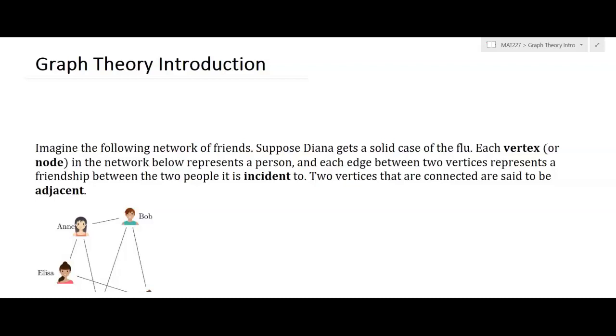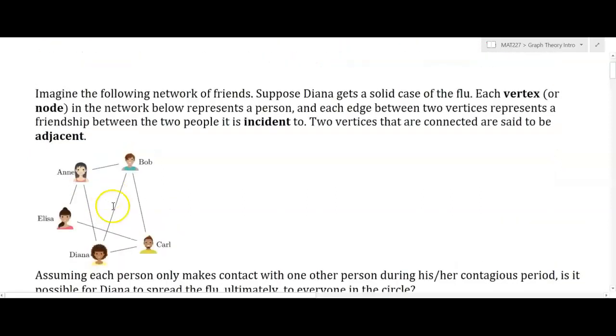Welcome. In this lesson, we're going to introduce some of the concepts behind graph theory. Graph theory is probably not exactly what you thought it was, unless you have had an introduction to this before. But let's start off by imagining the following network of friends. Suppose Diana gets a solid case of the flu.